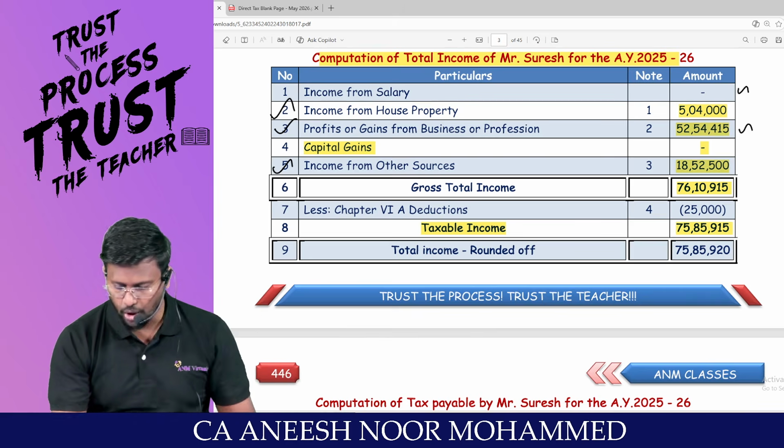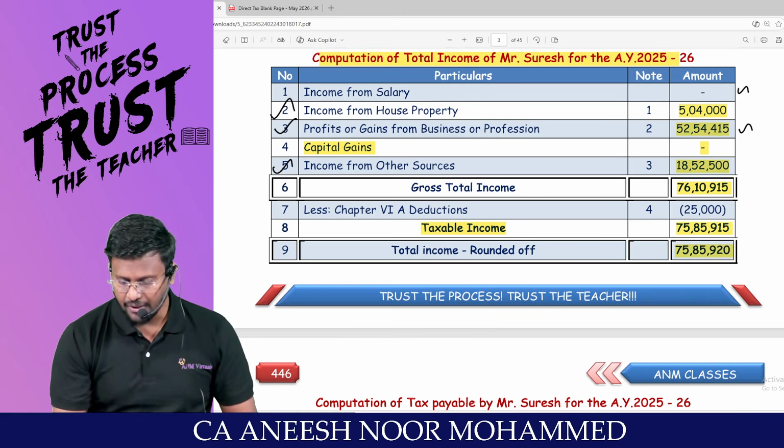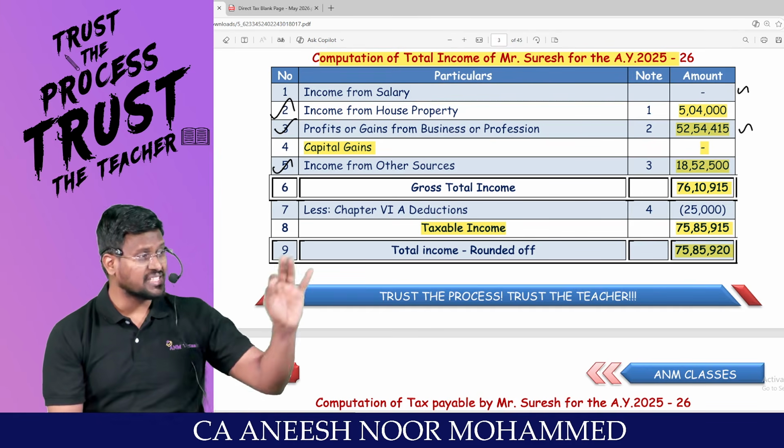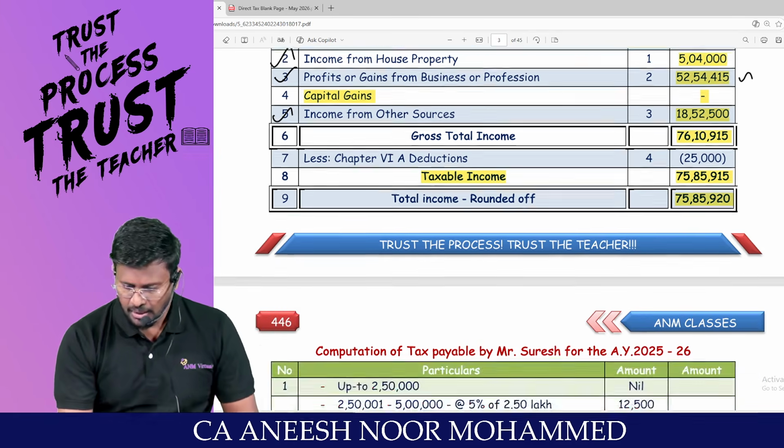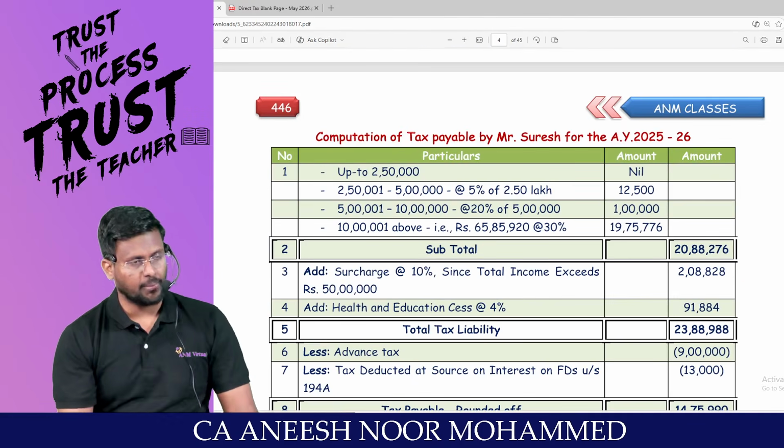915 should be rounded off to 75,85,920, because the last number is 5 or above, so it is rounded off to the nearest 10. Am I right? Now I have to calculate the tax payable.